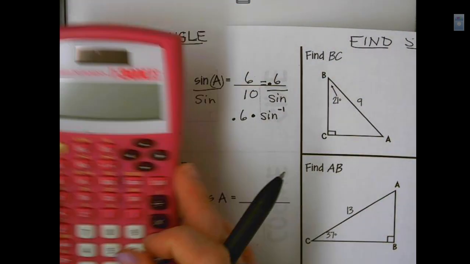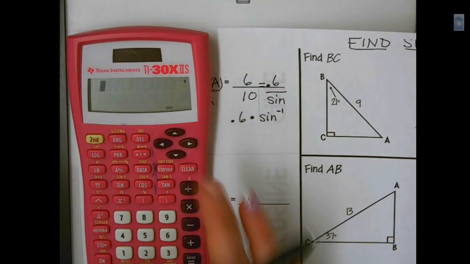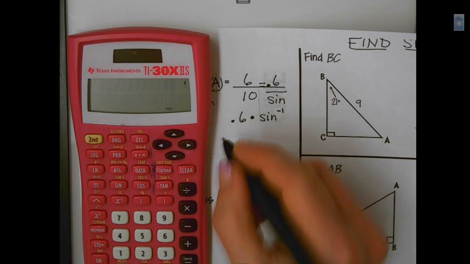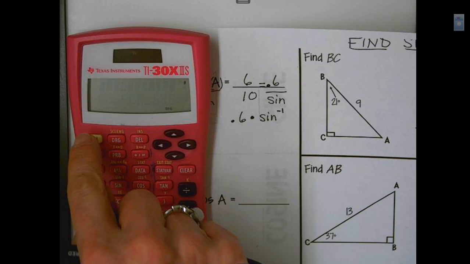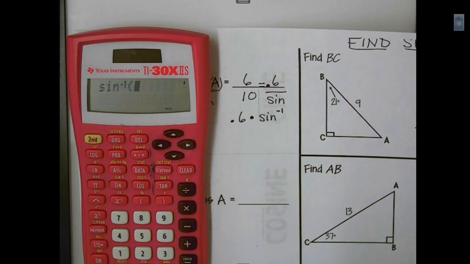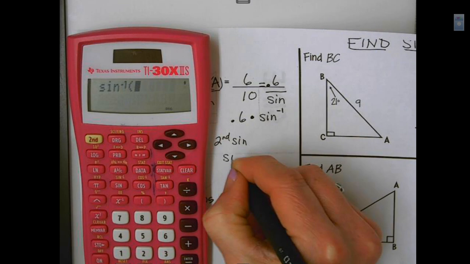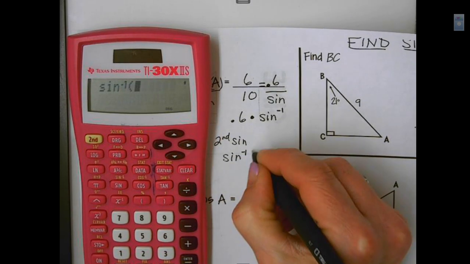So here's how we're going to type it in. So I'm going to turn my calculator on. This just takes a little bit of practice to get used to. Okay, how do we type this in? So we're going to hit second and sine. Okay, so I'm going to put that here, second and sine. That gives us sine -1. You can see that on the calculator.